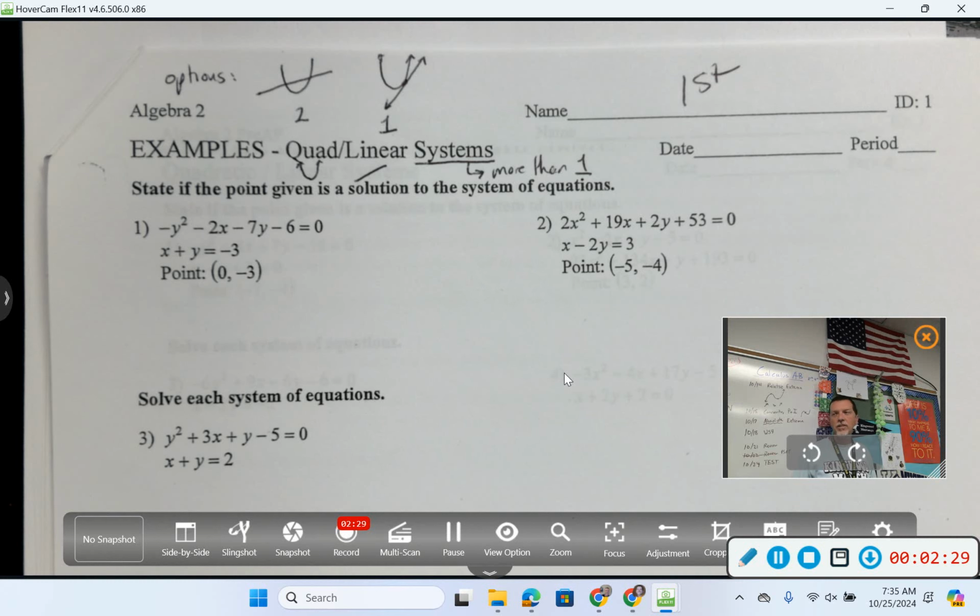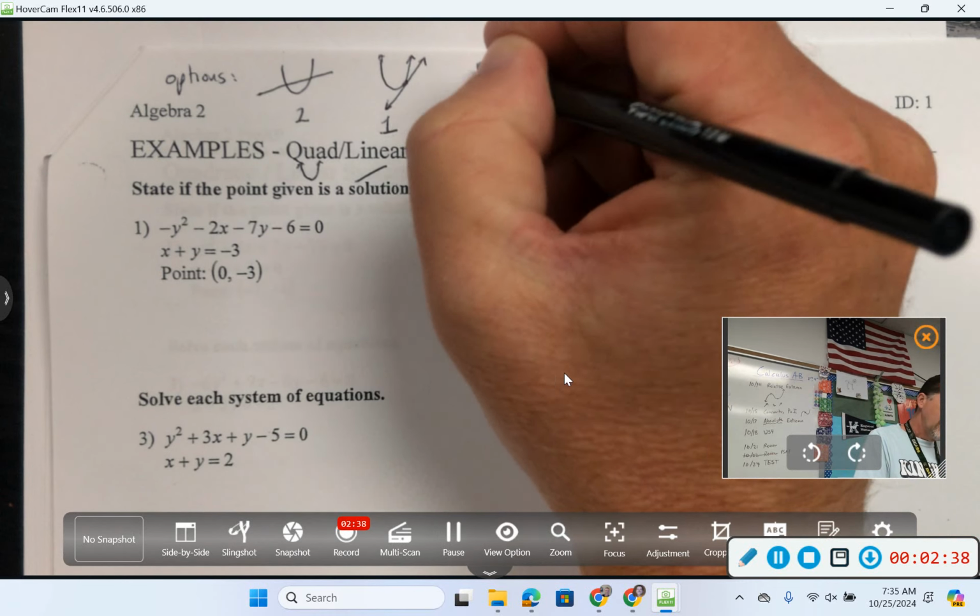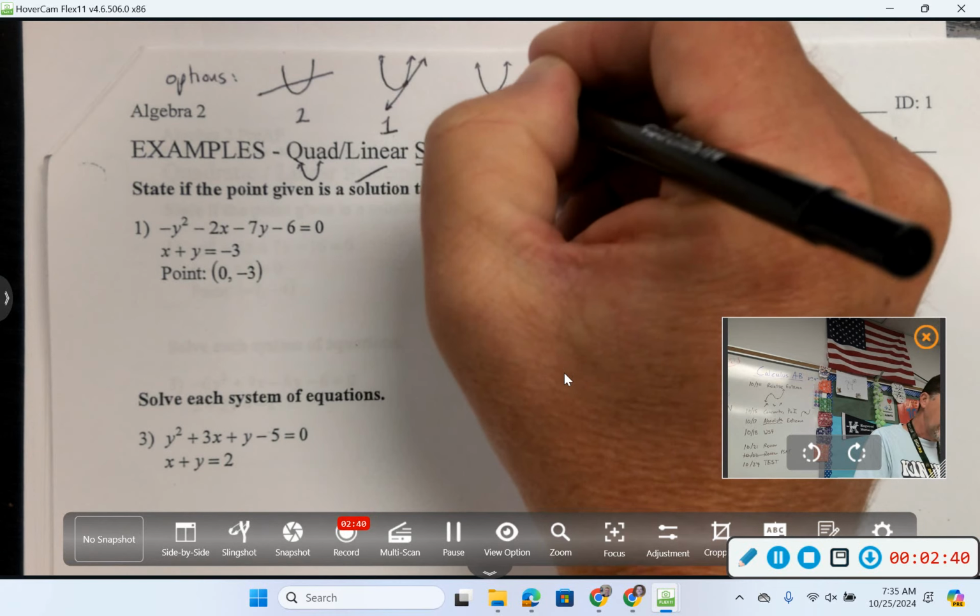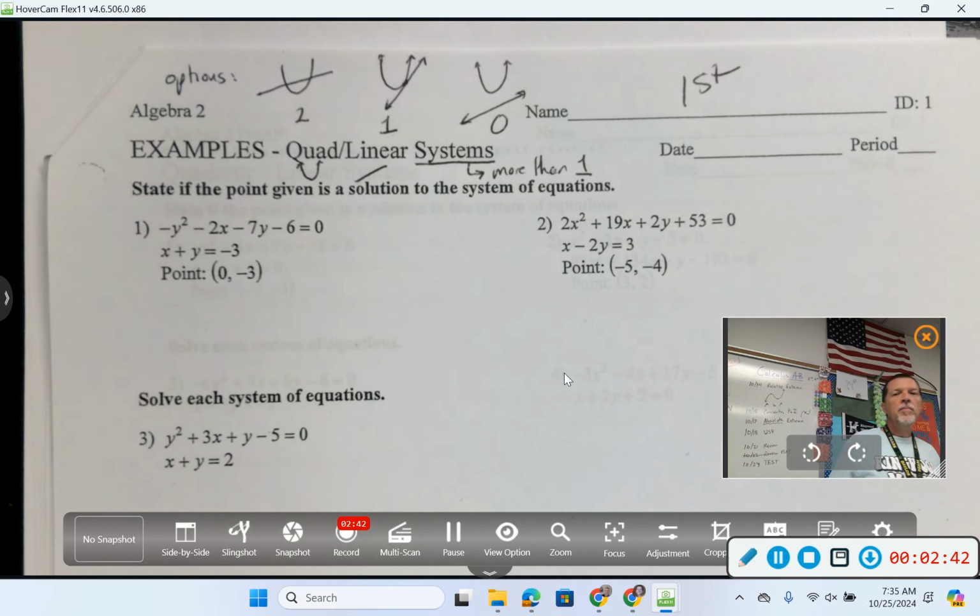Any other options for how they might intersect or not intersect? Never. Zero. So before we even get started, we can reason through the options here. We might have 2 points of intersection. We might have 1 point of intersection. We might have no points of intersection.